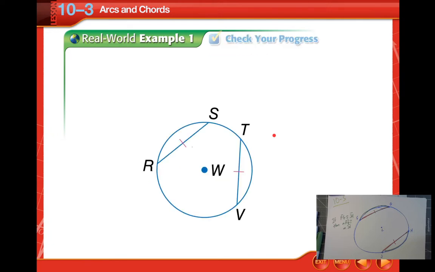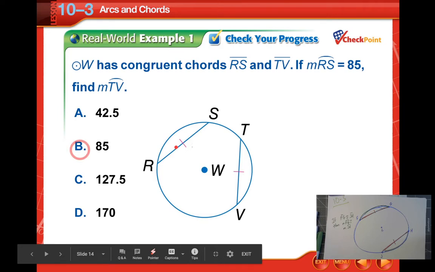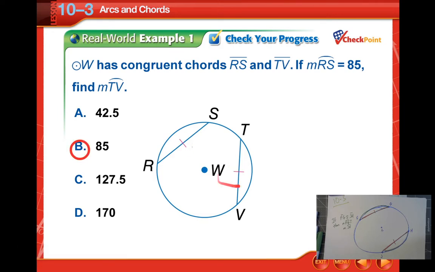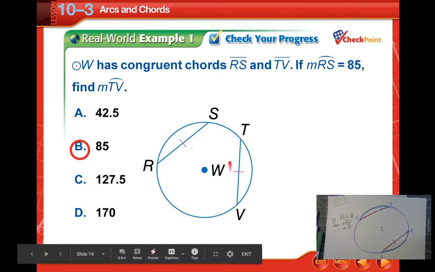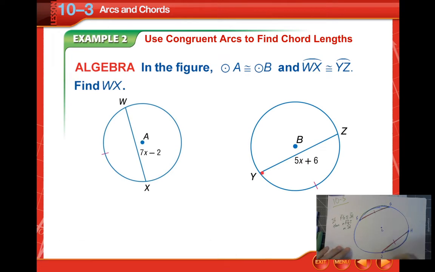So let's start to build up. We have this arc RS right here, which is 85. TV must be 85 as well because of these congruent symbols. If they looked close to being congruent, but we weren't given it, we couldn't know it. If this went just over here a little bit, it might not be congruent anymore. Perfect. Now we're going to start building up, getting a little more difficult.